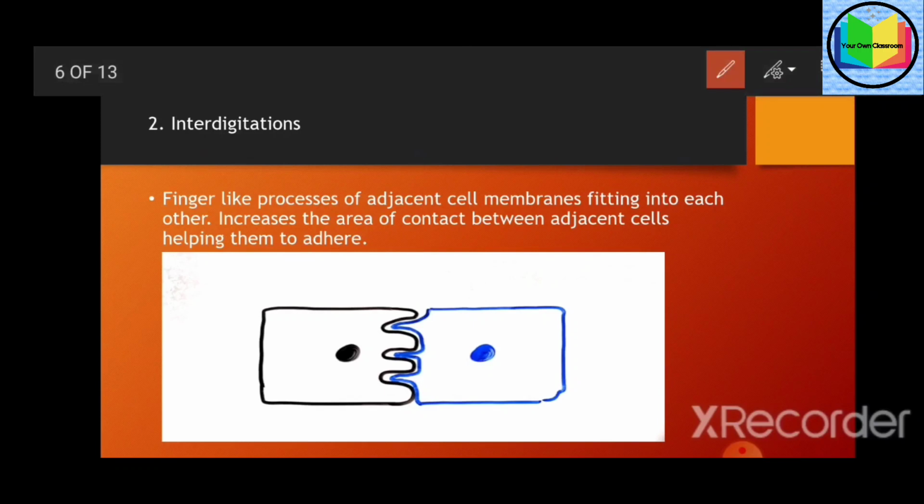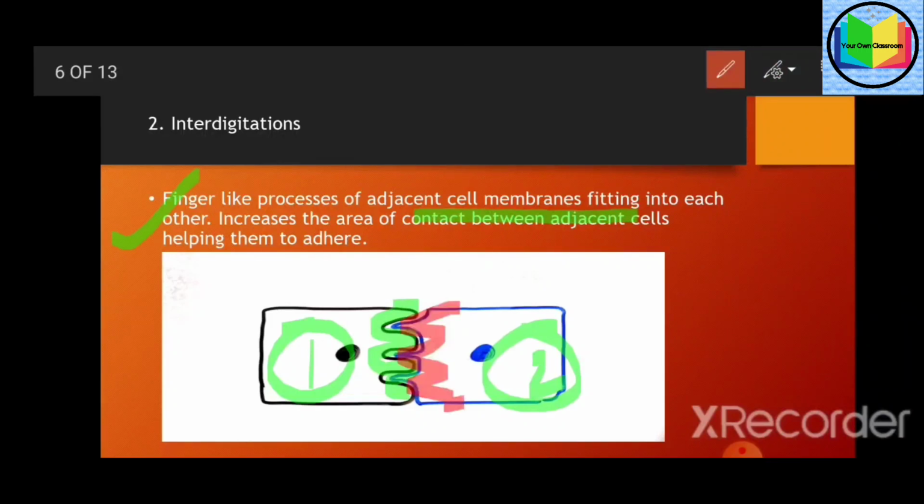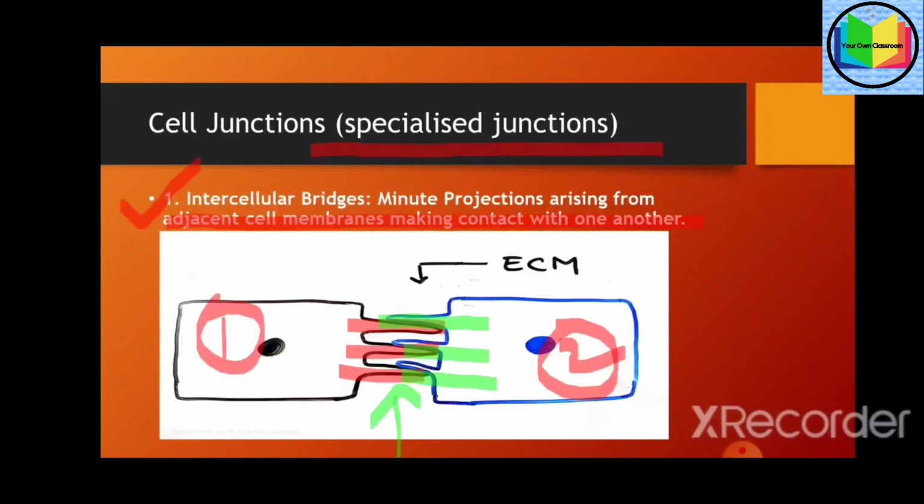Next is interdigitation. These are basically finger-like processes of adjacent cell membranes fitting into one another. So this is the first cell, this is the second cell, and the processes from the first cell are fitting into the processes of the second cell. So this is interdigitation, and it increases the area of contact between adjacent cells, helping the cells to adhere. These kinds of junctions help in the transfer of stimulus, which means if one cell gets the stimulus, it helps in the transfer of the stimulus to the other cell.